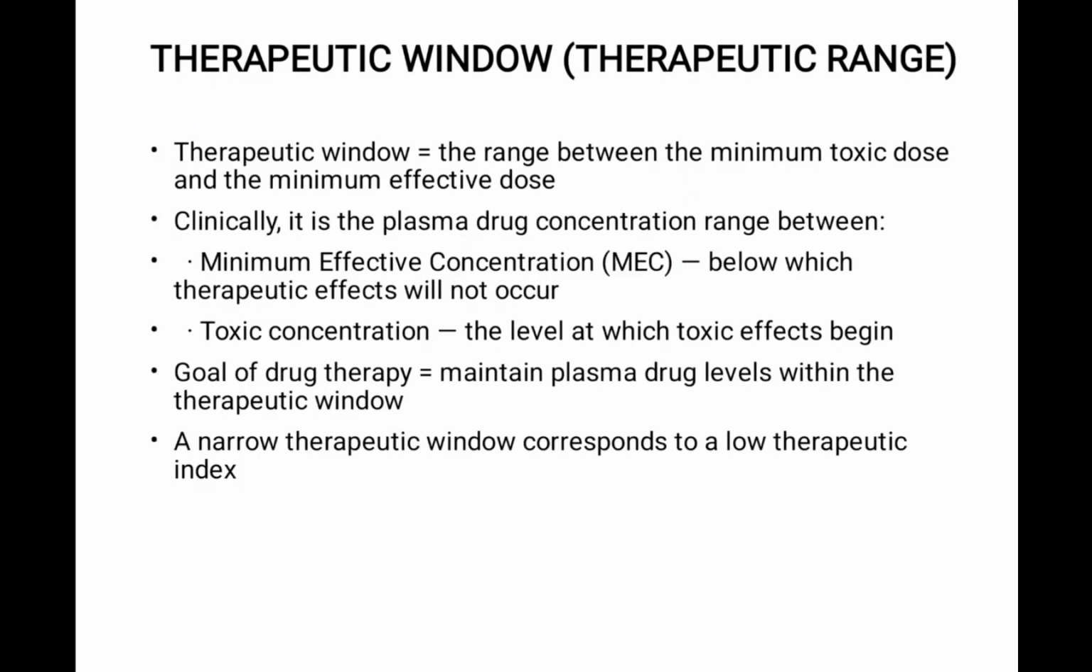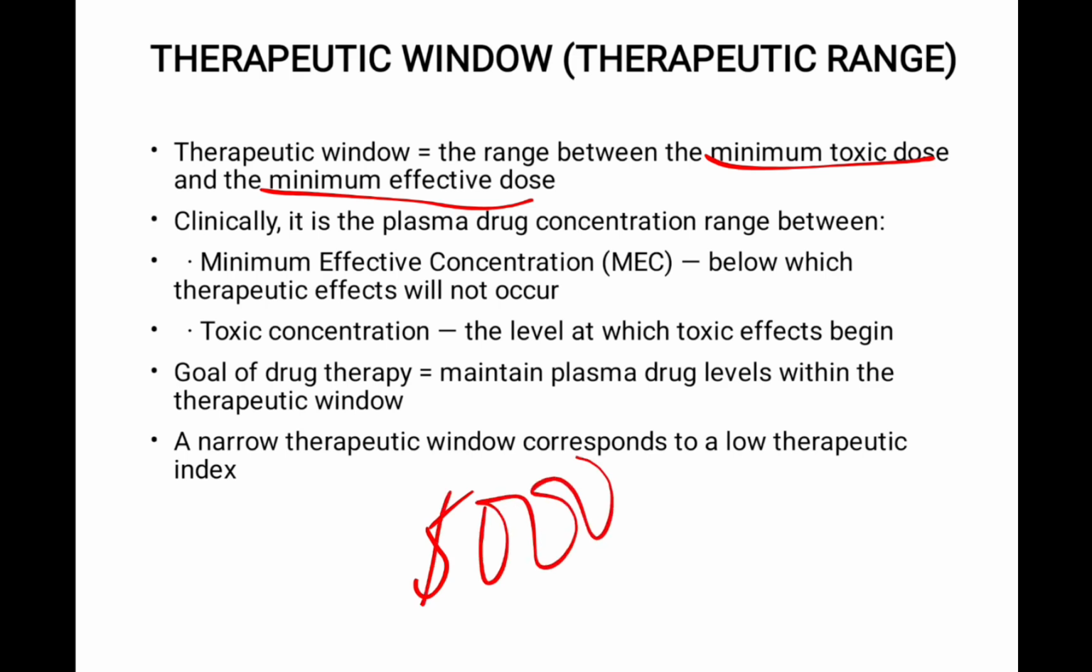We now have the concept of therapeutic window, also referred to as therapeutic range. Now therapeutic window is just the range between the minimum toxic dose and the minimum effective dose. If the minimum toxic dose is let's say 1000, and the minimum effective dose is 5, the difference between the minimum toxic dose and the minimum effective dose gives us the therapeutic window. It gives us the range between the minimum toxic dose and the minimum effective dose.